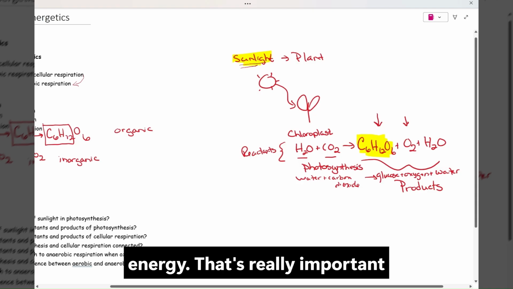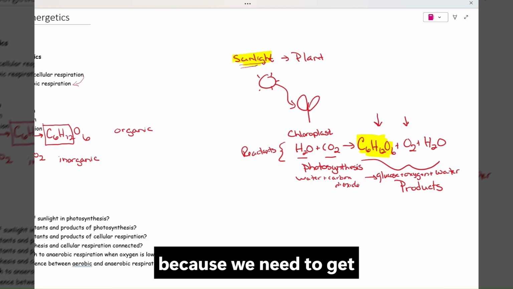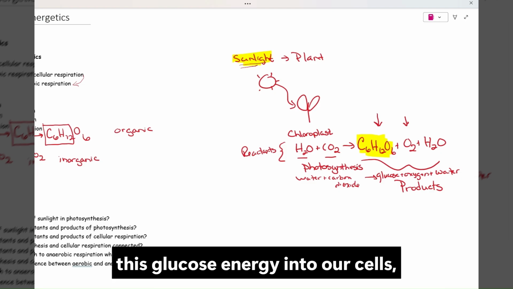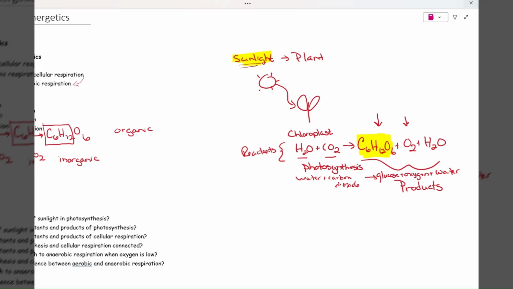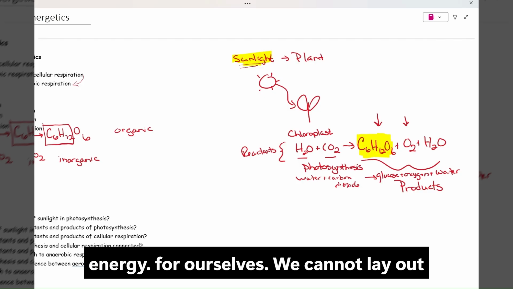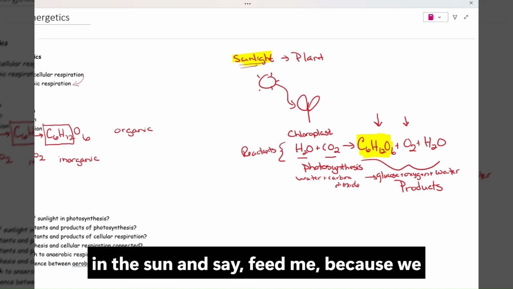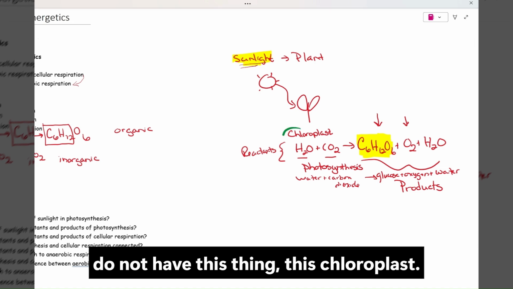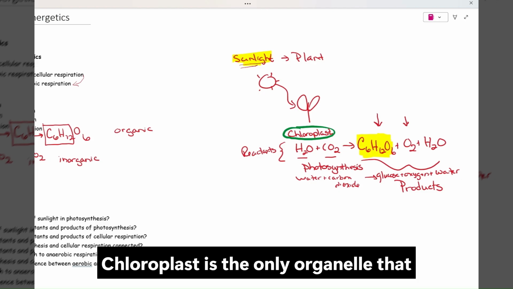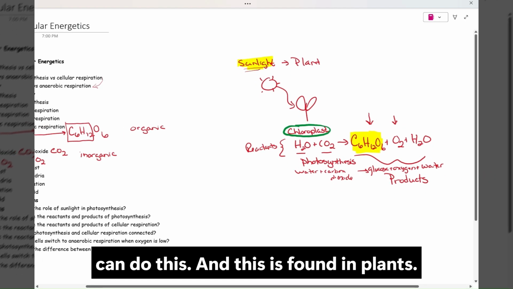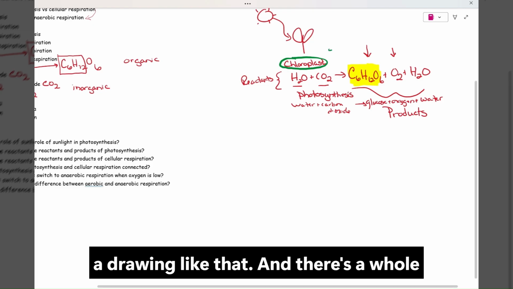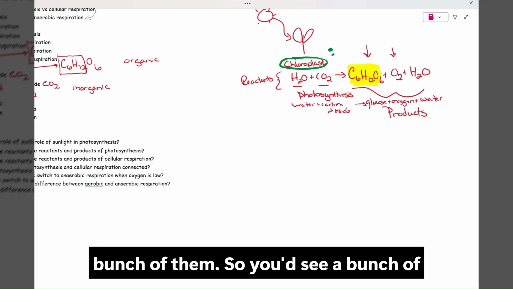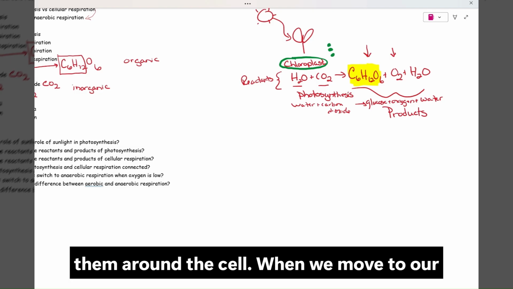That's really important because we need to get this glucose energy into our cells, animal cells, in order to be able to get energy for ourselves. We cannot lay out in the sun and say, feed me, because we do not have this thing, this chloroplast. Chloroplast is the only organelle that can do this. And this is found in plants. And it's typically just a round circle in a drawing like that. And there's a whole bunch of them. So you'd see a bunch of them around the cell.